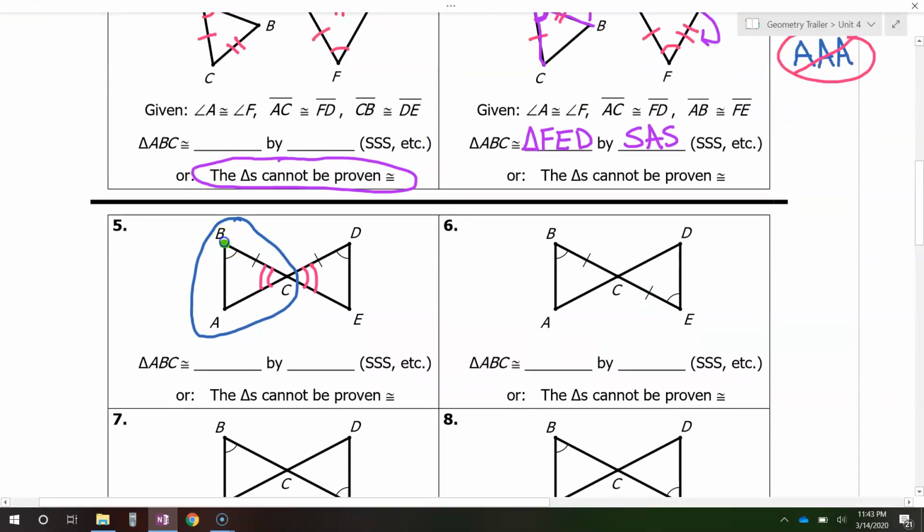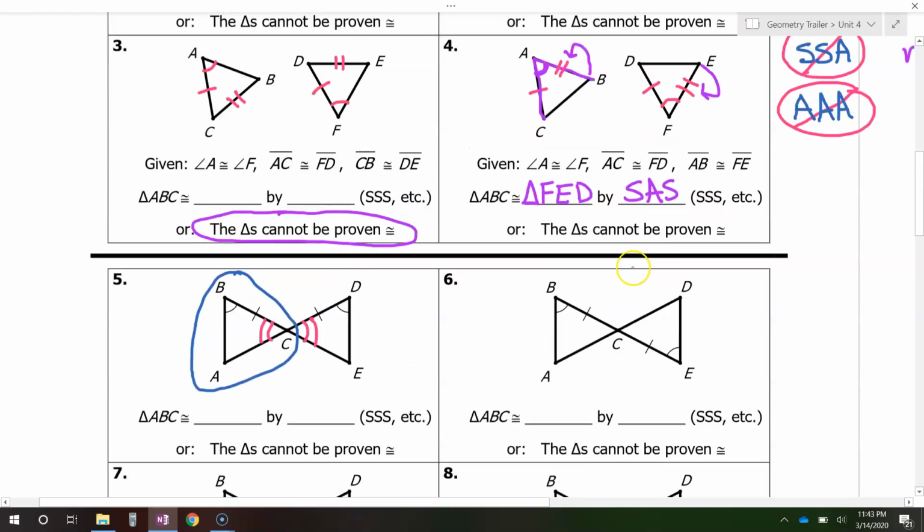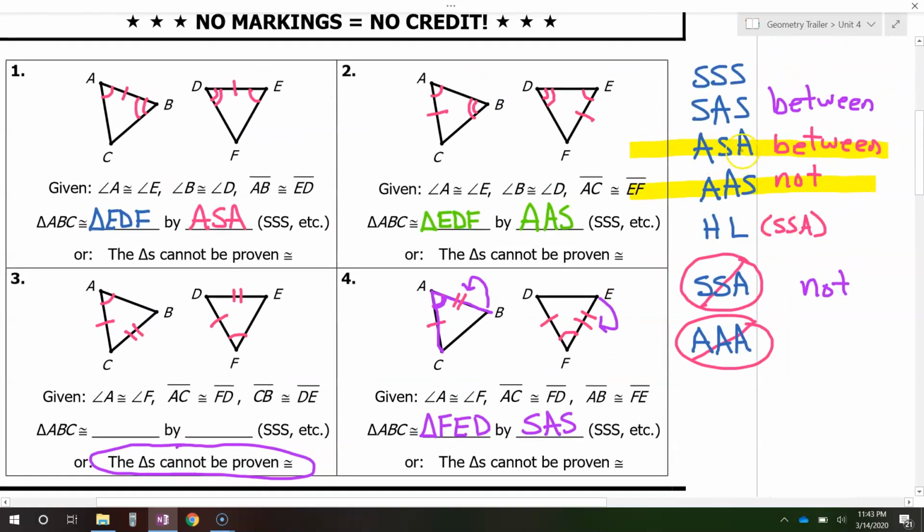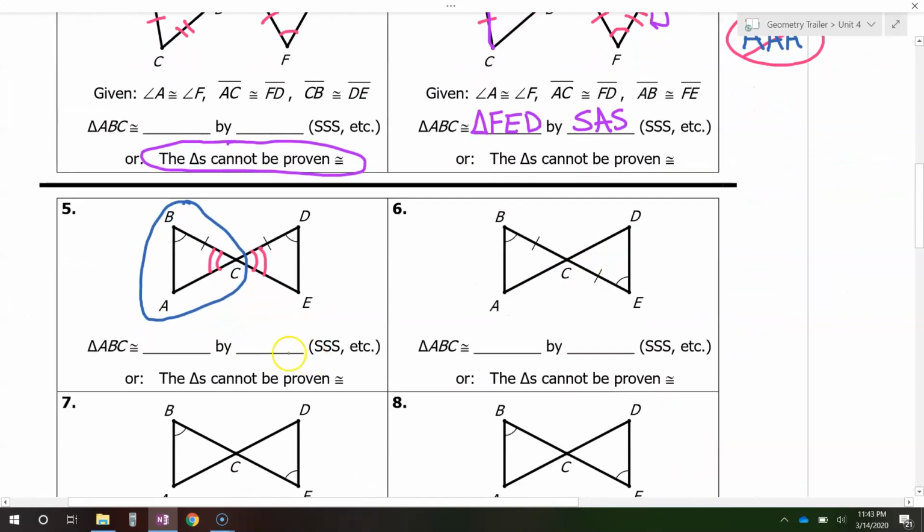Well, notice I have an angle here marked, and I have an angle here. If I connect them, it reveals the side that is between those two angles. And that is the side that we have marked. So the marked side is between the two angles. And we said that if it was between, then it was going to be angle side angle. So this is angle side angle.